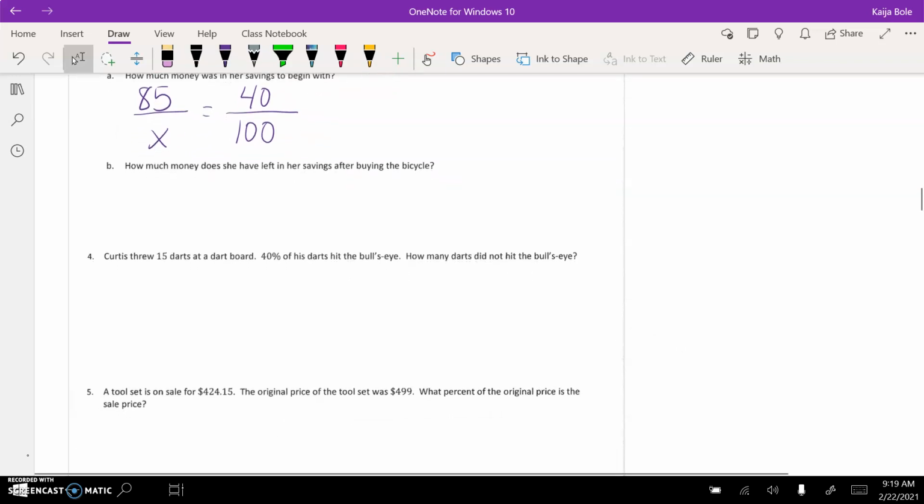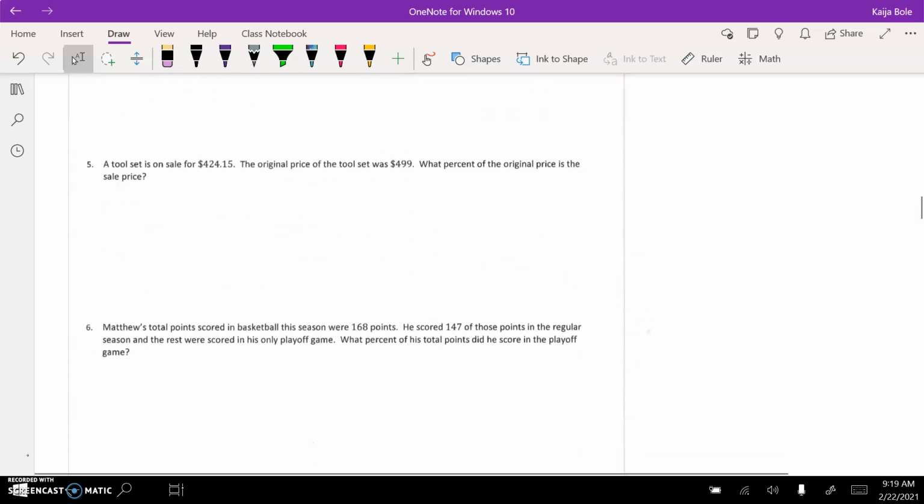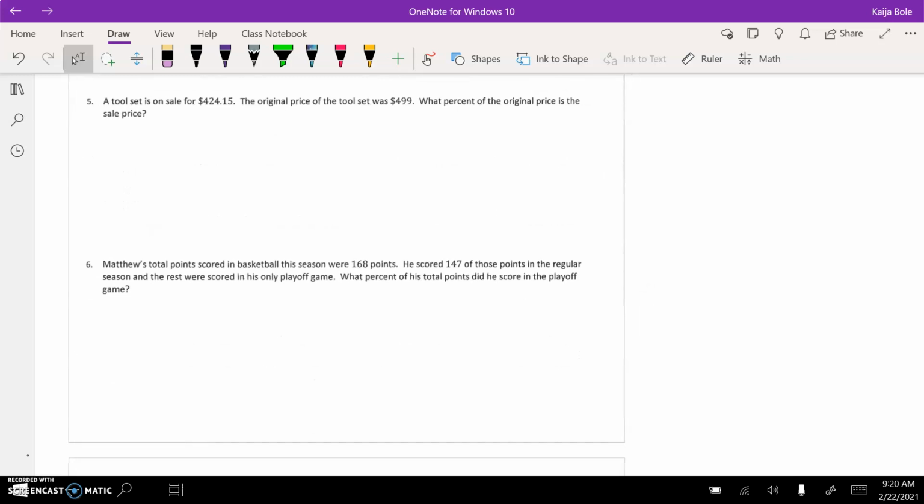And then, looking at the rest of them, maybe sometimes number 6 gets a little tricky for people, because some of you get scared because they're talking about basketball and you don't know what that means. That's okay. It says Matthew's total points scored in basketball this season were 168 points. He scored 147 of those points in the regular season, and the rest were scored in his only playoff game. What percent of his total points did he score in the playoff game? So what percent? We're looking for the percent here, so that means that when we set up our proportion, it's going to be x over 100.